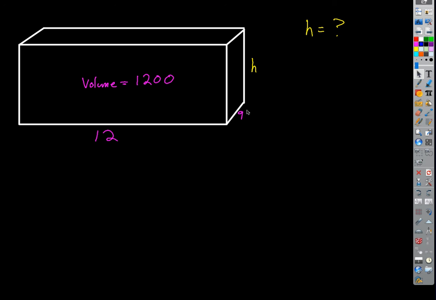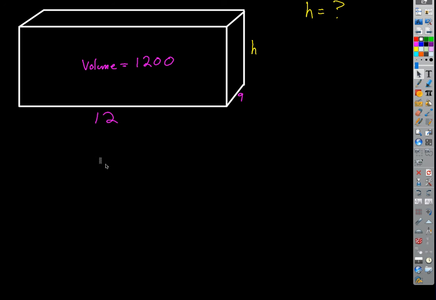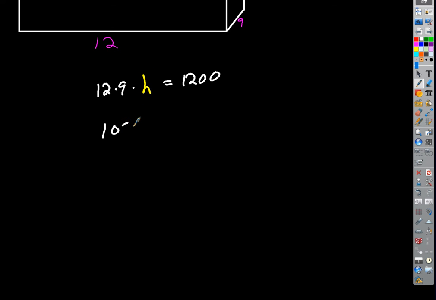We know the formula for volume is just the product of all the dimensions, which is 1,200. So we get 12 times 9 times h equals 1,200, right? That way. Okay, multiply 12 and 9, that's 108. So 108h equals 1,200. Last step? Divide by 108.